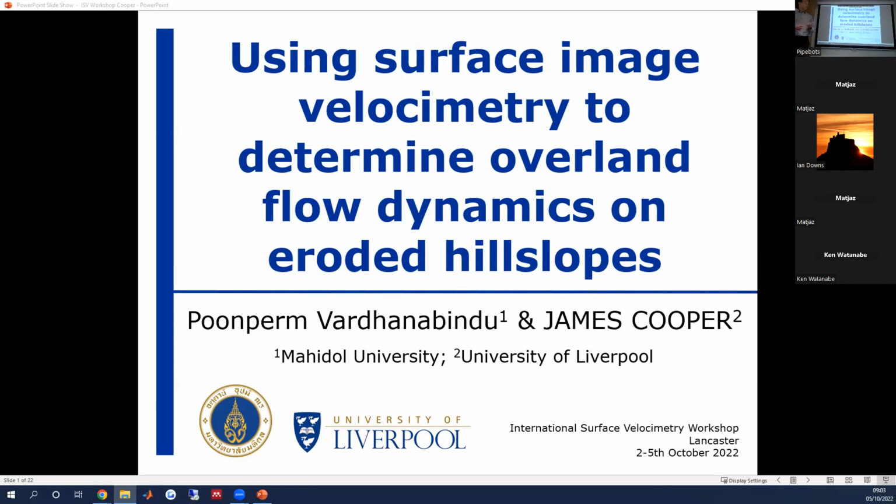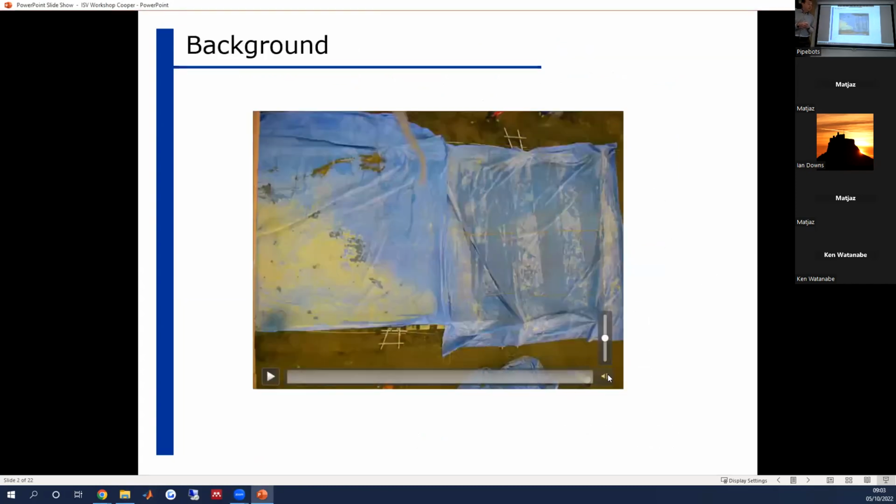It's more about exploring how we can use surface image velocimetry to look at the spatial dynamics of shallow overland flows that occur on hill slopes and trying to link that with the microtopography. Let's go on to the next slide. So if we just play that video.